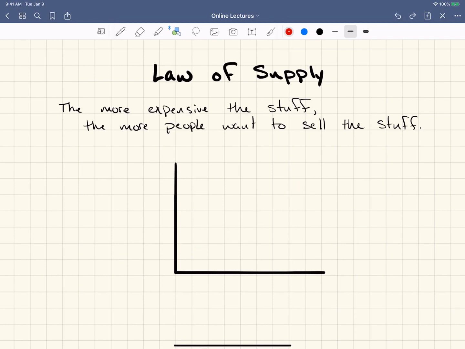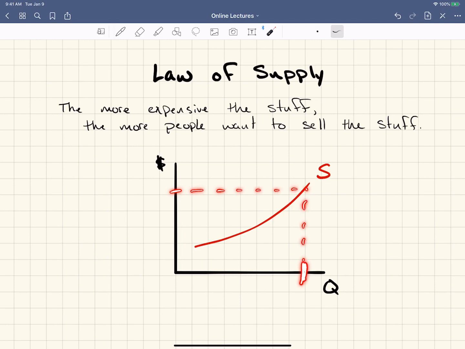Let's get this curved line here. Okay, this would be a supply curve because look what happens. Let's put our price over here on the y-axis and our quantity over here on the x-axis. This is the same graph as demand. As the price is high, say up here, lots of quantities of businesses and people want to sell the product. As the price is low, not very many people want to sell the product, right?